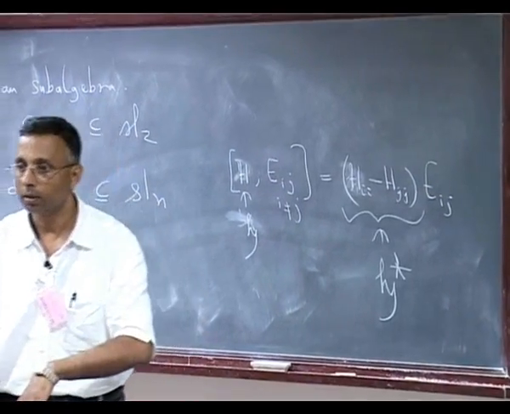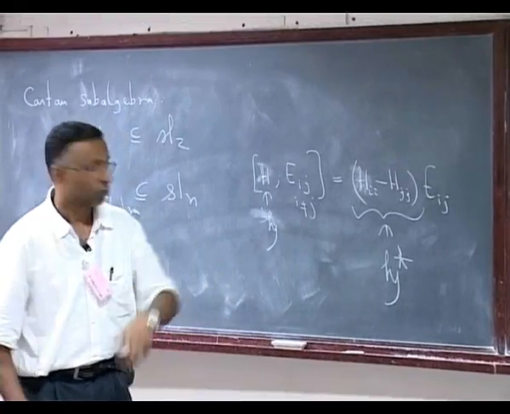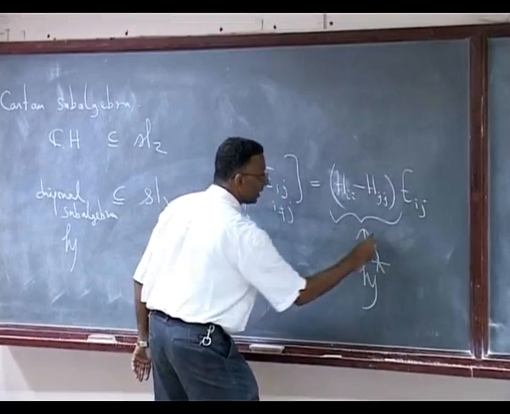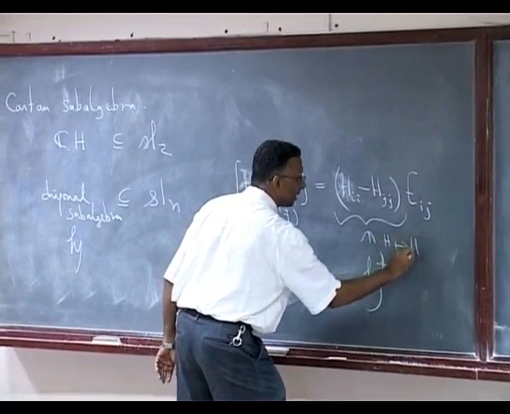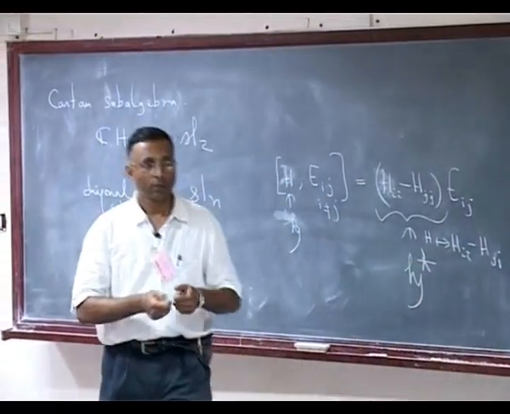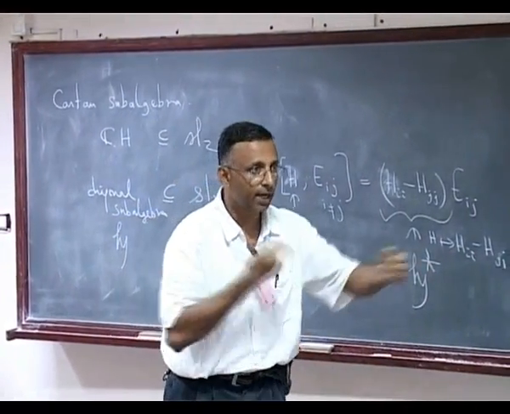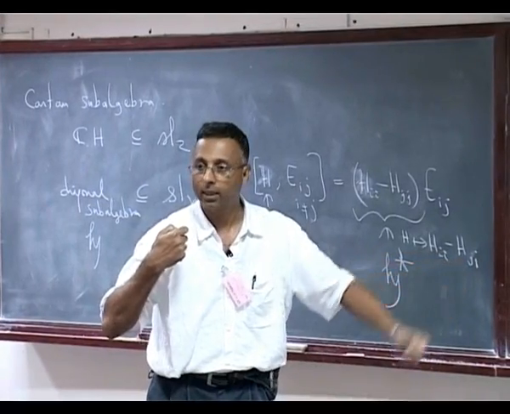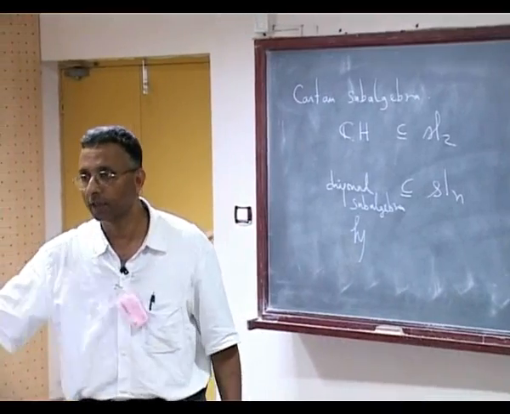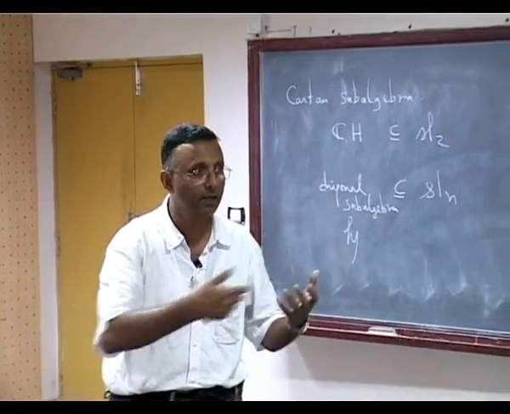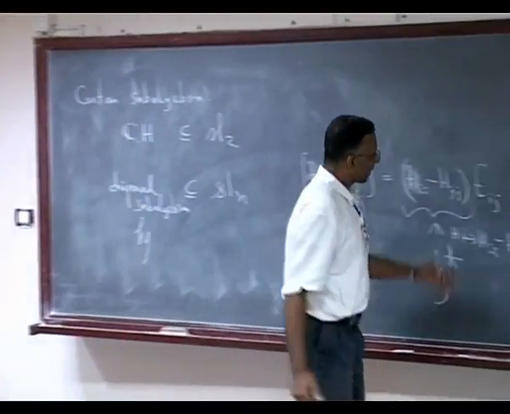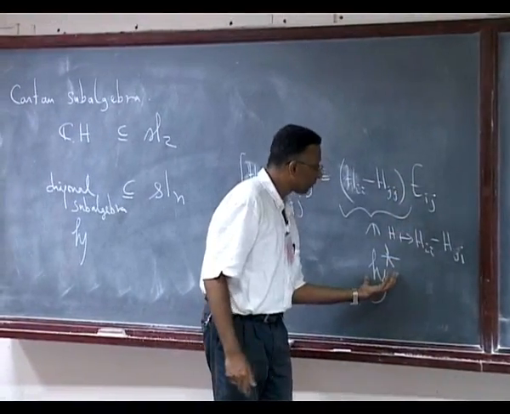So what is this element? This element sends H to H_ii minus H_jj. It is the linear functional which takes a diagonal element to the ith entry minus the jth entry. That's a linear functional. As a linear functional, it lives in H star. Now you take the set of all of these, and this is a finite set.